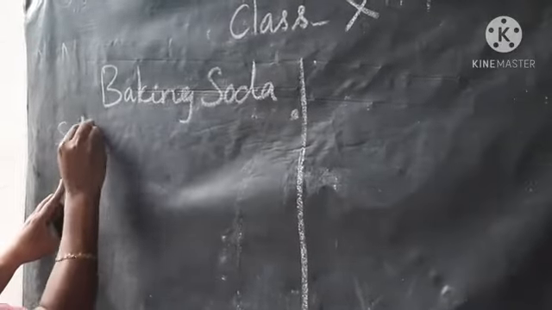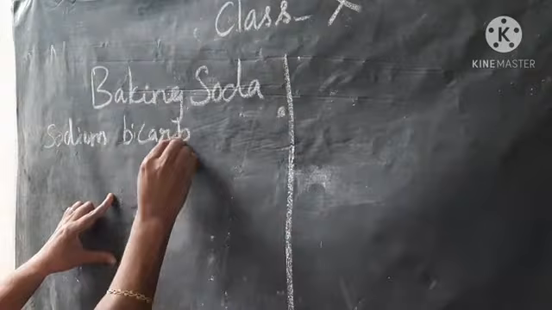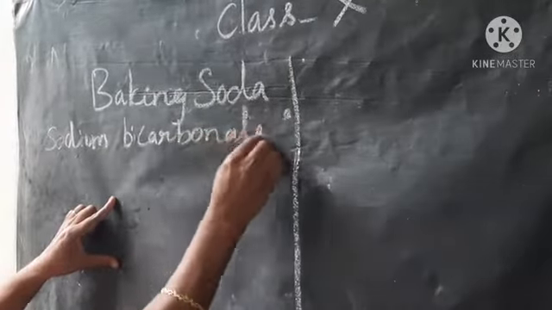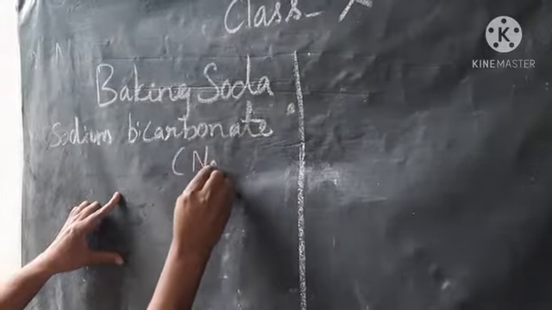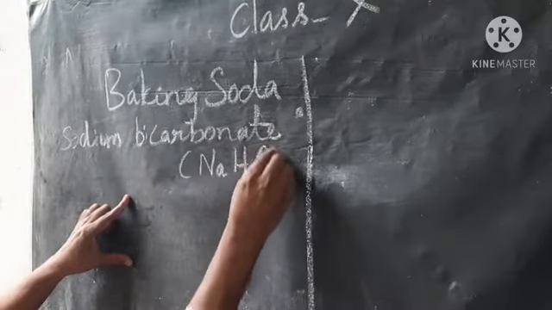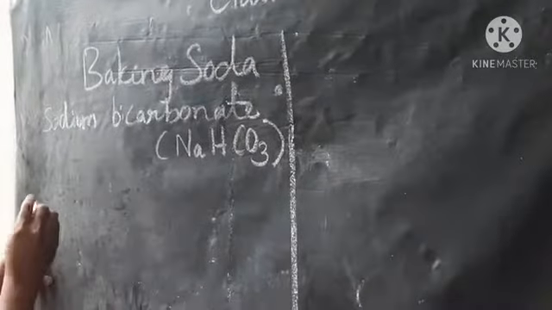Sodium bicarbonate, or sodium hydrogen carbonate. The formula is NaHCO3. Okay. Now how it is prepared, let us see.